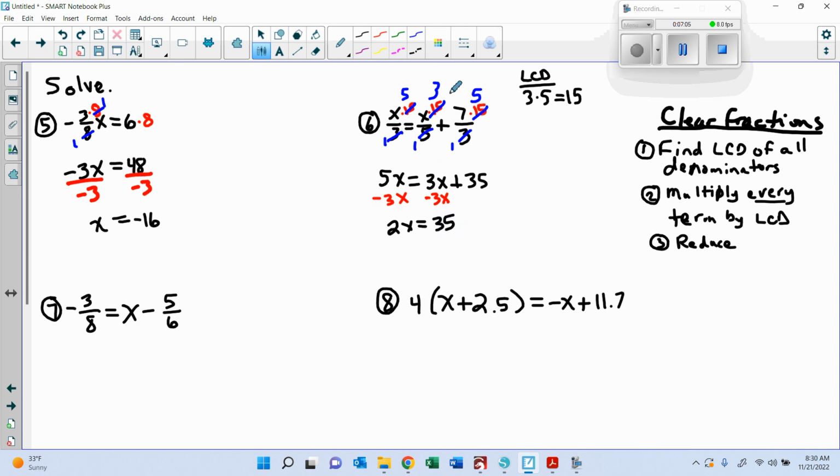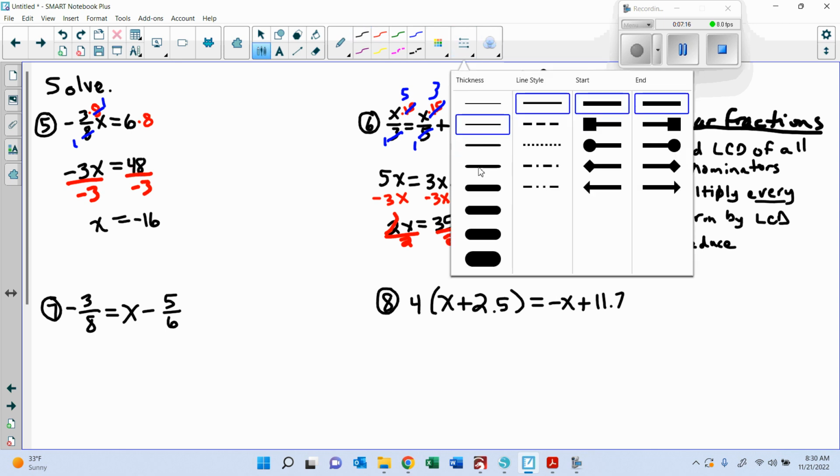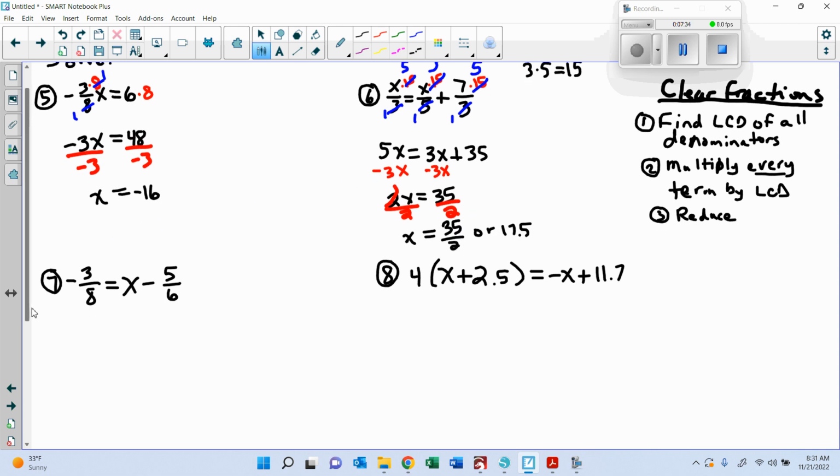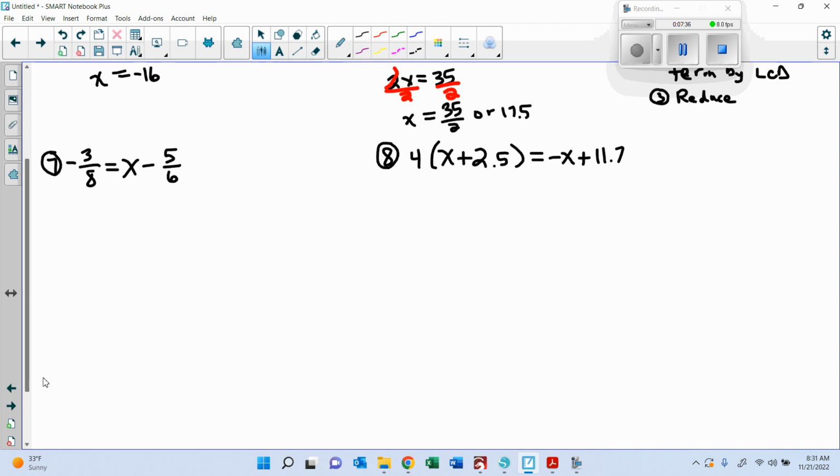And then I divide both sides by 2. Oh, sorry, I crossed through the 2, I didn't mean to do that. And so I end up with 2 over 2, which is just x, 1x, and 35 over 2, which you can leave as 35 over 2, or if you have a calculator, you can also write 17.5. It doesn't matter. 35 over 2 is perfectly fine, so I'd even prefer you just leave that. Okay, so let's go to number 7.